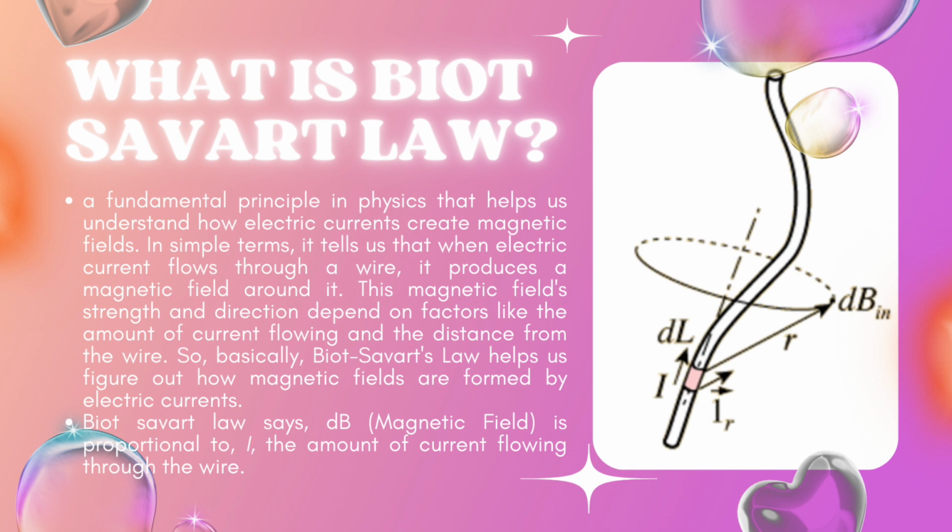However, additional factors such as the distance from the conductor and the orientation of the current-carrying conductor with respect to the point where the magnetic field is being measured should be considered when calculating the exact strength of the magnetic field.